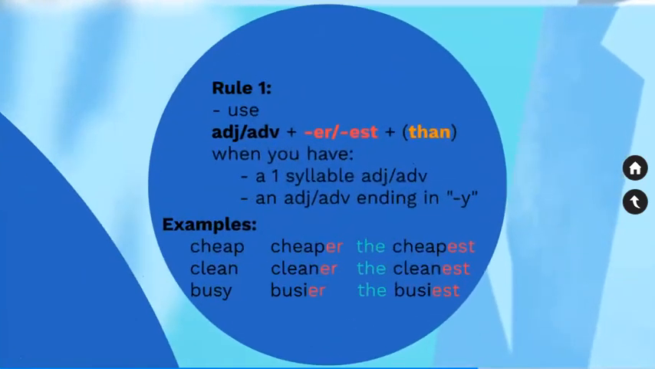Now, the number one rule for er or est in terms of superlatives is that any adjective that only has one syllable would take er at the end. So cheap becomes cheaper, clean becomes cleaner, and for superlative, the cheapest, the cleanest. Also, any adjective or adverb that is ending in y also takes er or est for the superlative.